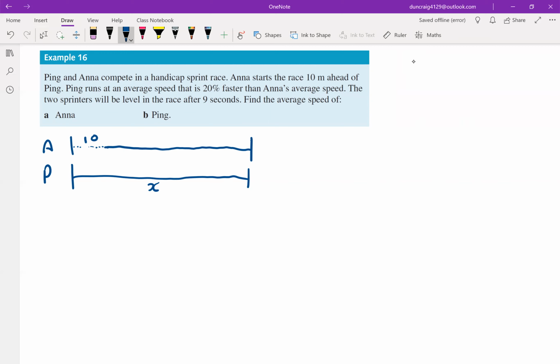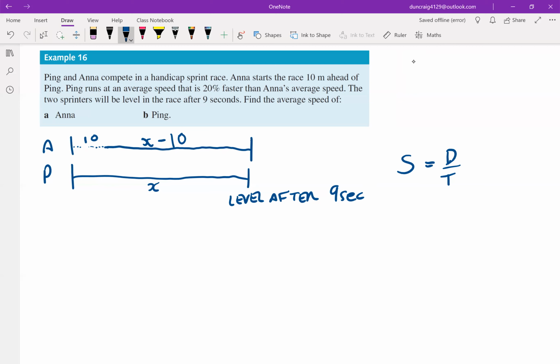So if Ping runs x, Anna's going to run x take 10 in distance. And we know that they are level after 9 seconds. Cool, so I've got that information there. And the formula I'm going to use for this, we're talking about speed, distance, time. A formula that relates those is speed is distance over time. So we need to know that to help us. So that is the information that we've got.